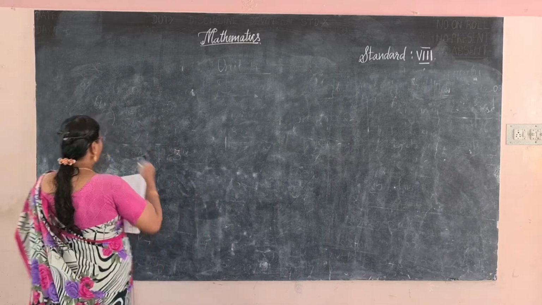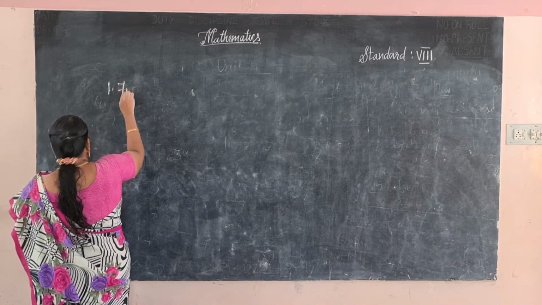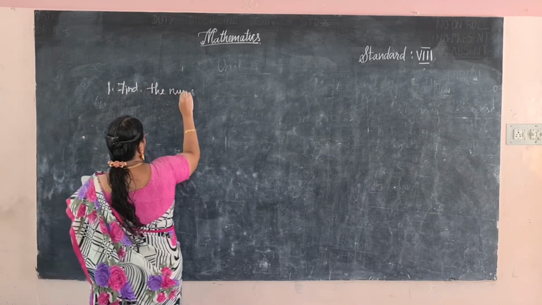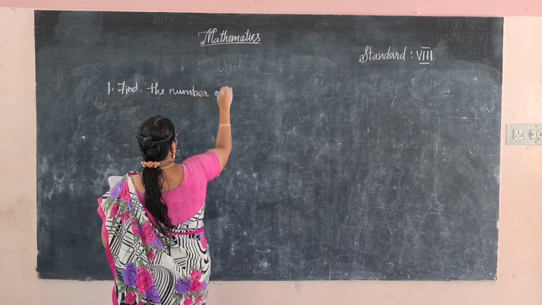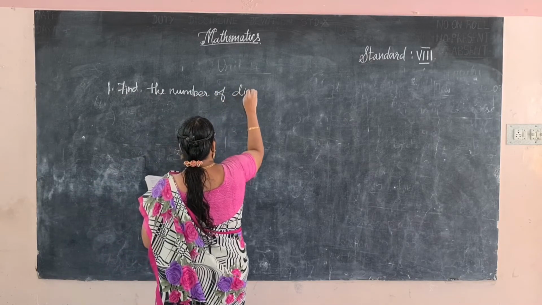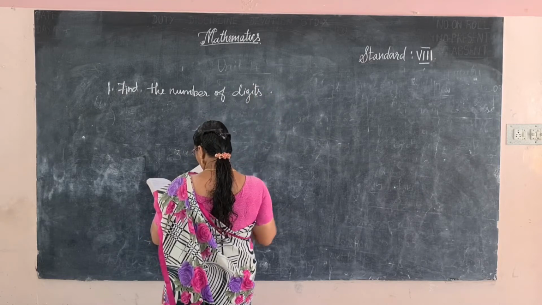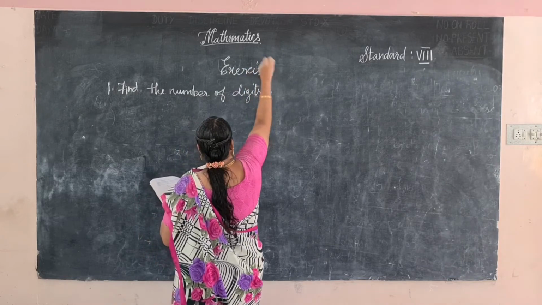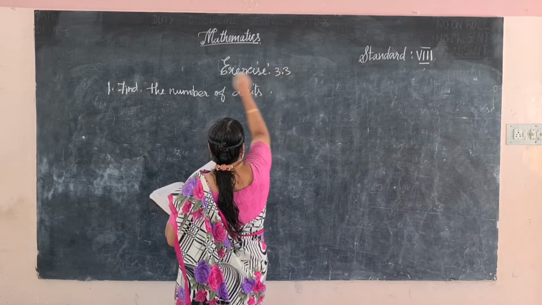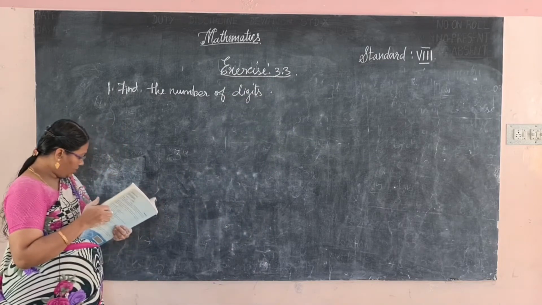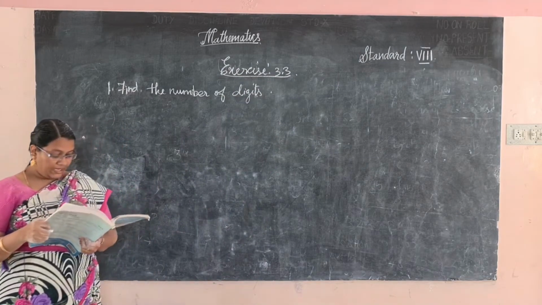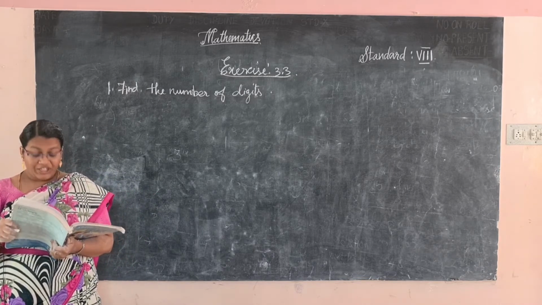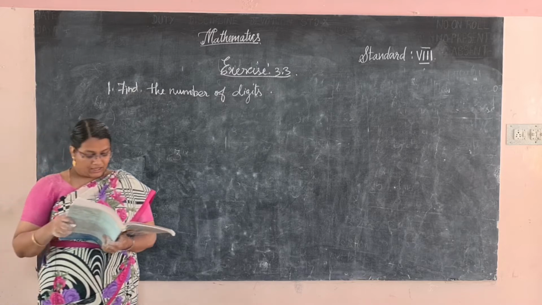Okay, the first one: find the number of digits. Exercise 3.3. First one, find the number of digits in the square root of each of the following without actually finding the squares.